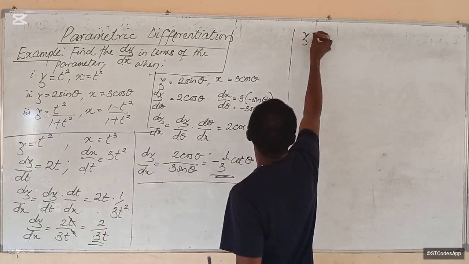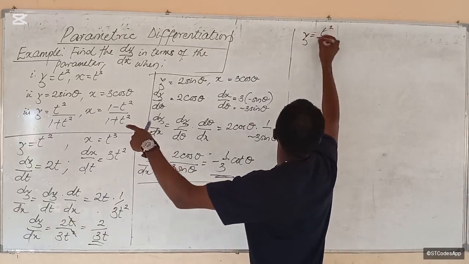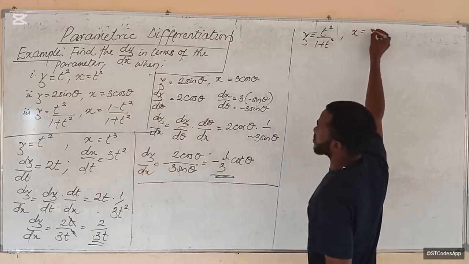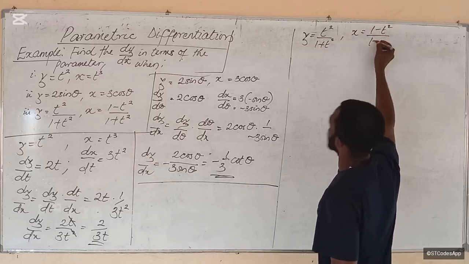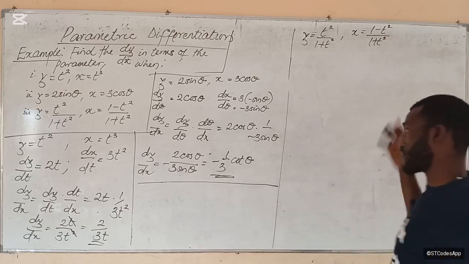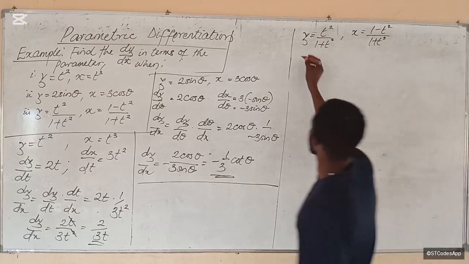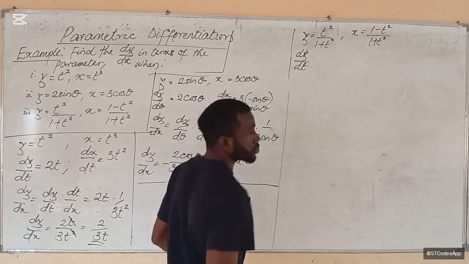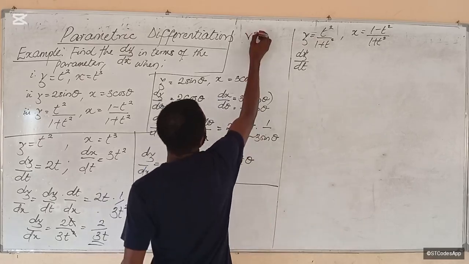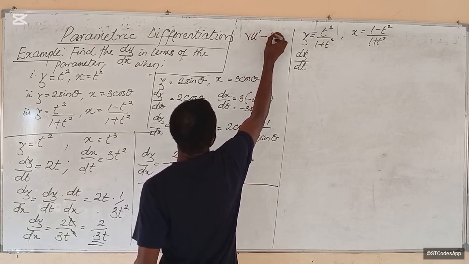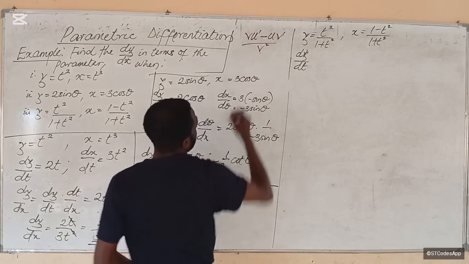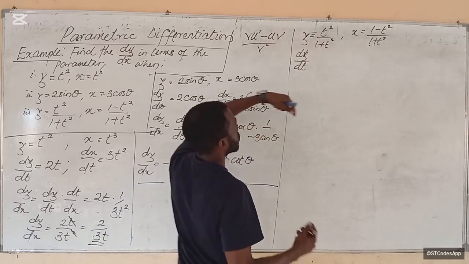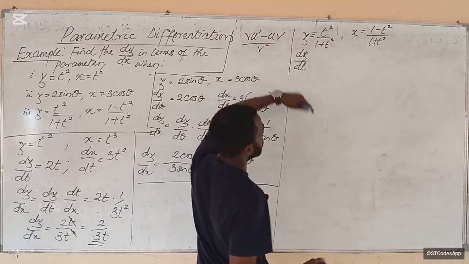It says y is equal to t squared over 1 plus t squared, and x is equal to 1 minus t squared over 1 plus t squared. So to find dy/dt, we use the quotient rule, and that will be v du/dx minus u dv/dx over v squared. If you don't understand what I did here, just see all the methods of differentiation that I've taught before. I'll try and link the video in the description.